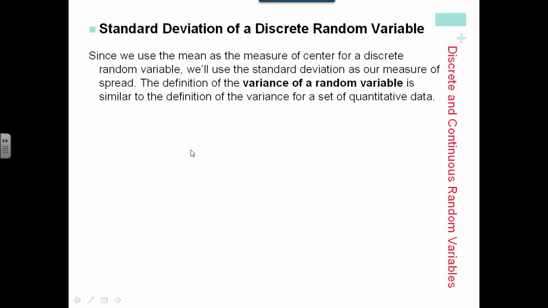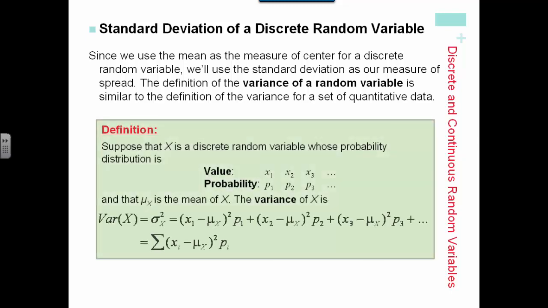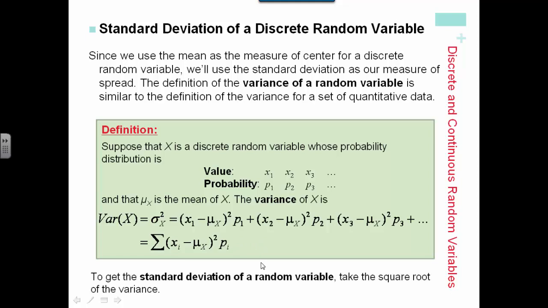Standard deviation. We use this for a measure of spread. The definition of variance is similar to variance for a set of quantitative data. To find the variance, we take the x minus the mean squared times the probability for each one and add them together. Remember, standard deviation is the square root of variance.